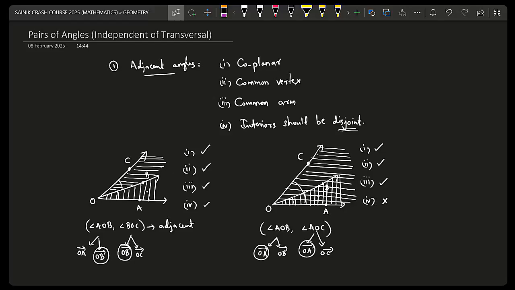Okay, sir. Rishika, what's your doubt? Sir, I didn't understand the third condition. Common arm. See, in the first figure you check angle AOB, angle BOC. Angle AOB, what are the arms? Rishika, your voice is not audible. Just wait a second.